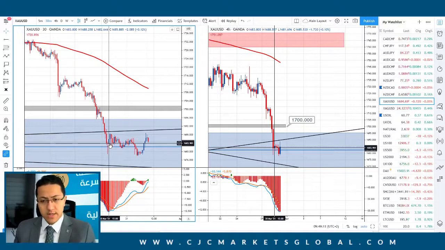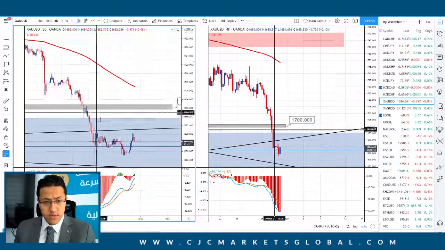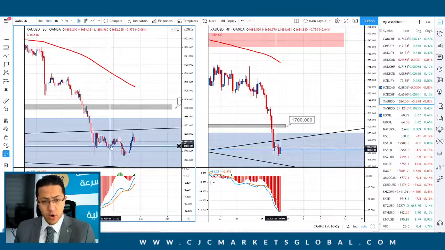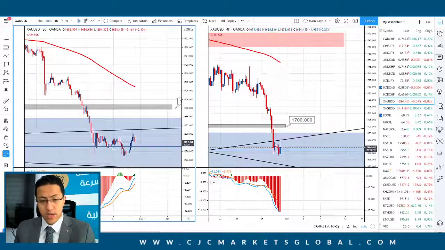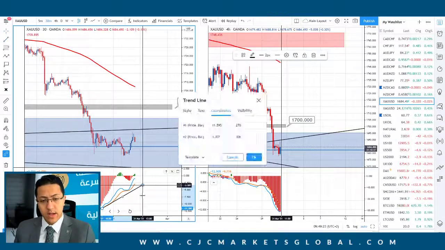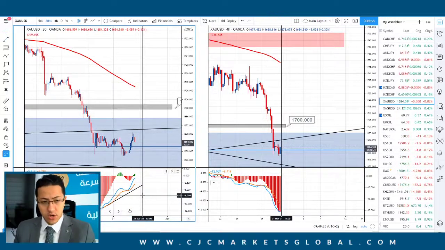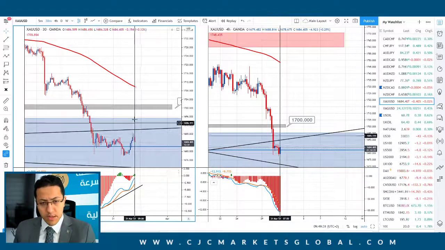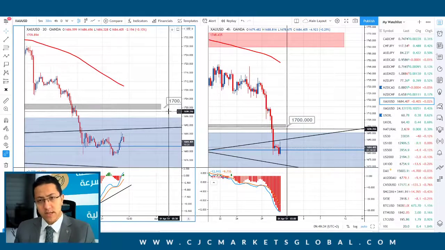However, we might be expecting an upward move on gold during today's trading, because on the 30 minutes time frame we were able to create lower lows, but we are having some bullish divergence on the momentum indicators. So during the day we might be targeting the levels just around 1700 to retest this major key level one more time before continuing the move to the downside.